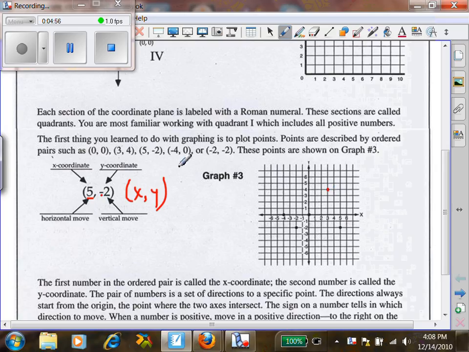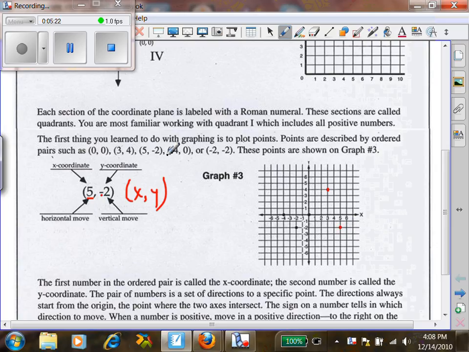5, negative 2, we start at the origin, we count 5 to the right because the x value is a positive 5. So we go 5 to the right. There's 5. And then the y value is negative. So does that mean we go up 2 or do we go down 2? And you hopefully said down because it is a negative 2. And there we go. And then we plot that point.